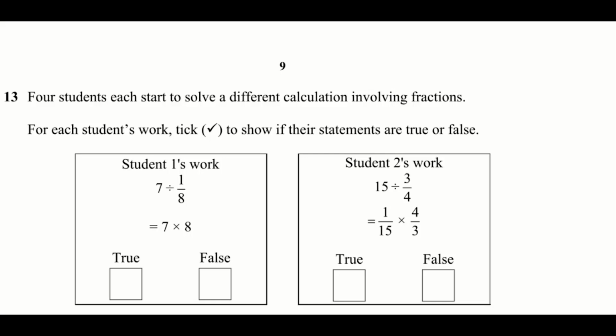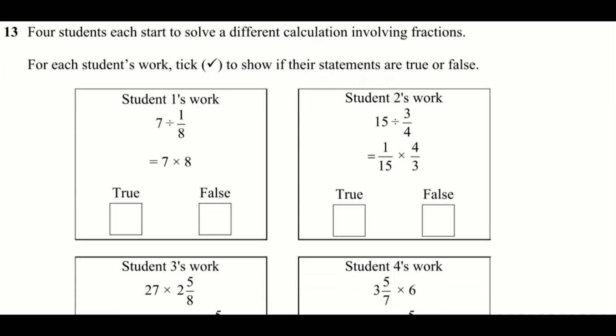The next question will be question 13. 4 students each start to solve a different calculation involving fractions. For each student's work, tick to show if their statements are true or false. Let's see the 4. The first one: 7 divided by 1 over 8 is the same as 7 times 8. Yes, dividing by 1 over 8 is the same as multiplying by 8, so this is true.